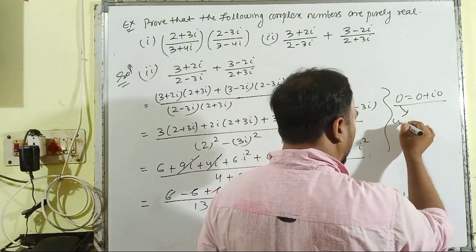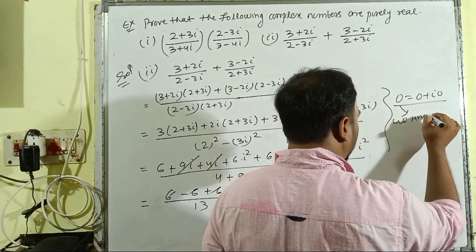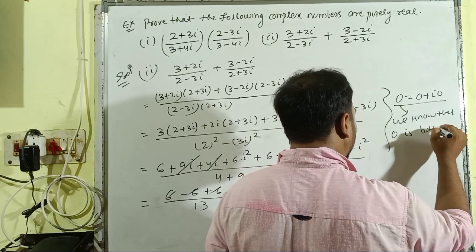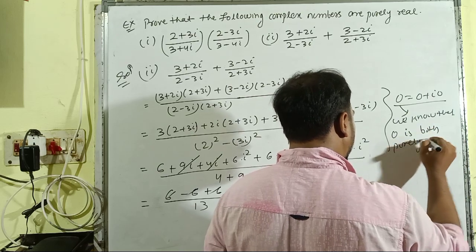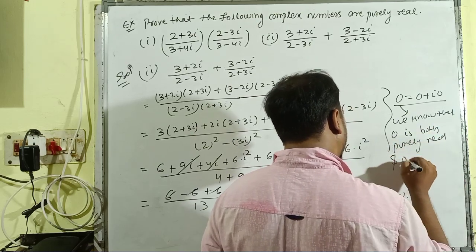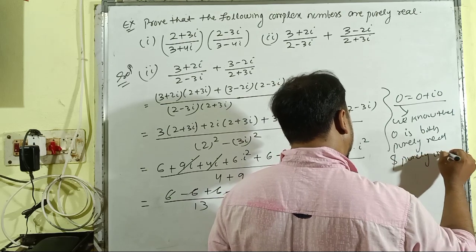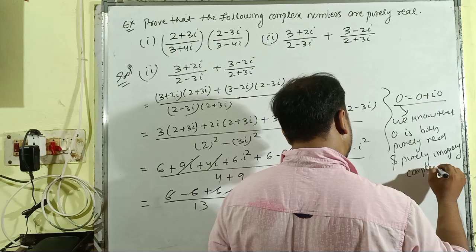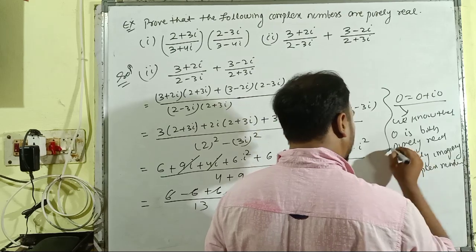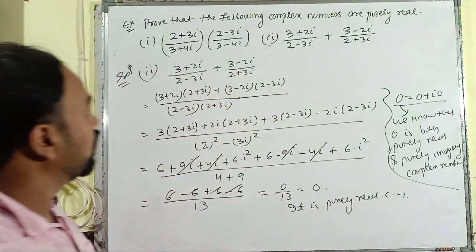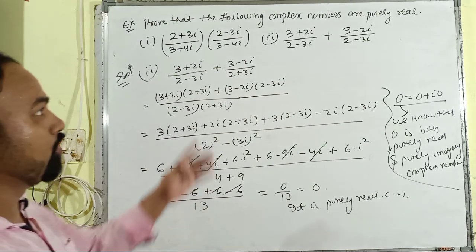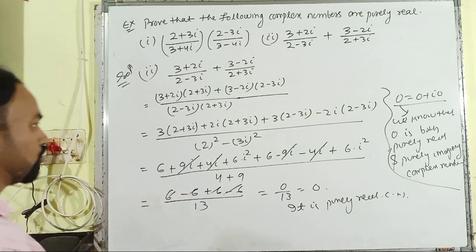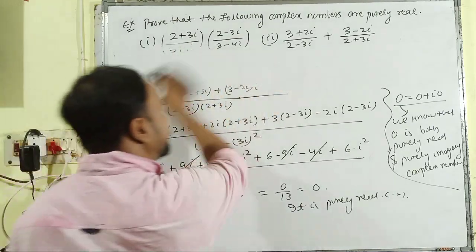We know that 0 is both a purely real and a purely imaginary complex number. So it is all about proving that the following complex numbers are purely real complex numbers. Let us move through some more examples.